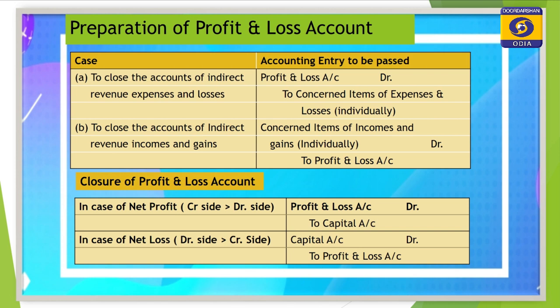Now, how do we close the profit and loss account? In case of net profit, that is, the credit side will be greater than the debit side, then the entry will pass as profit and loss account debited to capital account. And in case of net loss, that is vice versa. That means, if the debit side is heavier than the credit side, then the entry that we pass is capital account debited to profit and loss account.